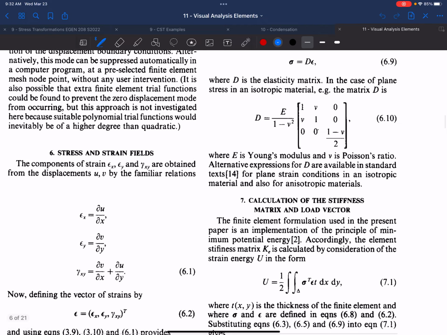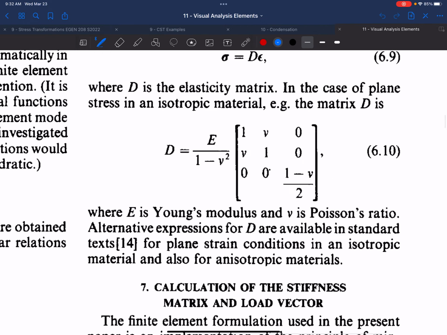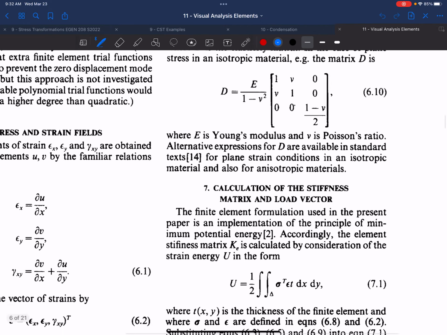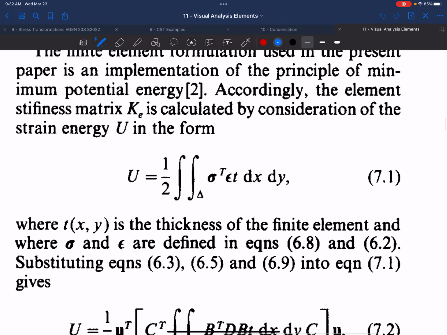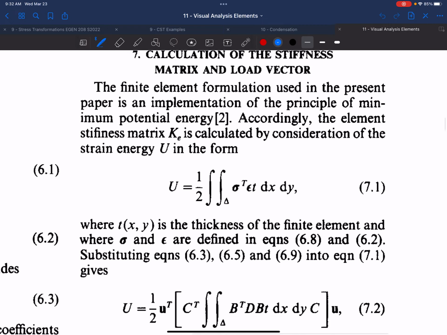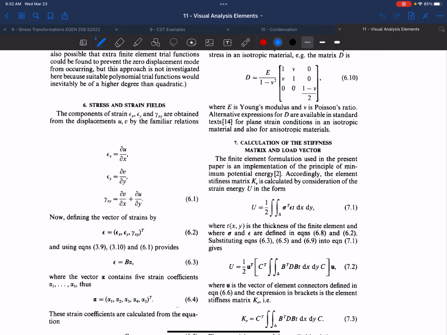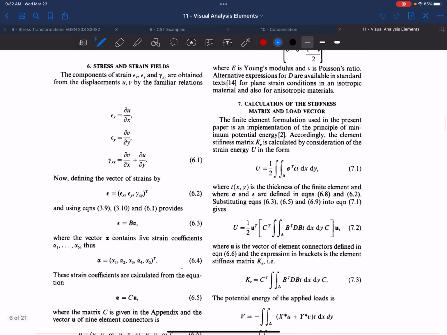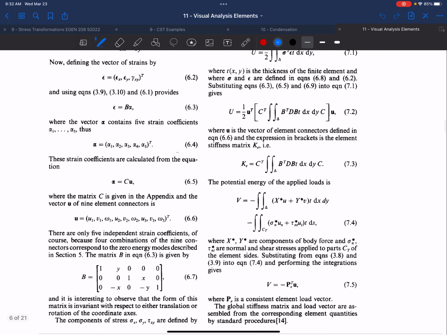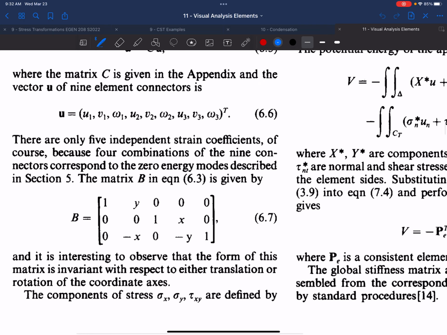It looks very similar to our plane stress case, plane stress in an isotropic material. It does our strain energy, goes through that whole thing. It's pretty cool. You guys could read this and kind of understand it. It might take a few times reading it. We have our strain displacement matrix.